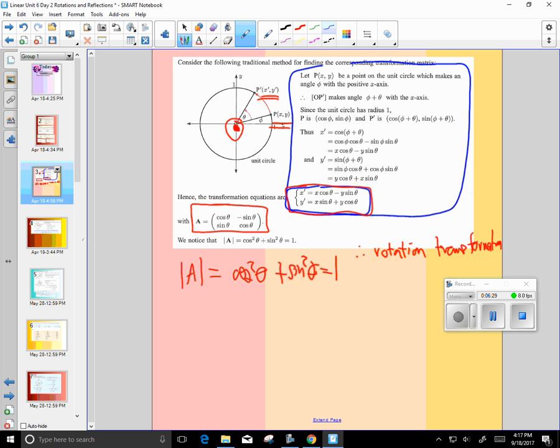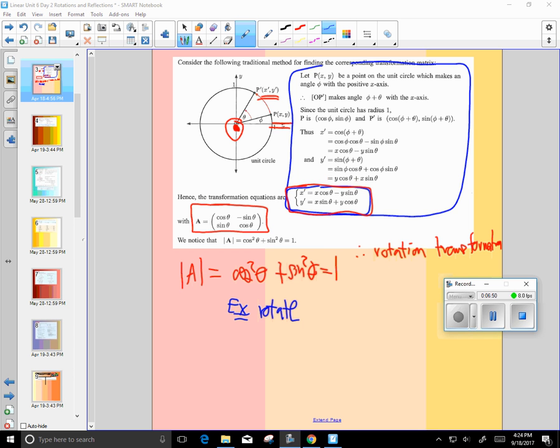Okay? And if you take the determinant and you get 1, it's a rotation transformation. That's what the formula will yield. An example of this would be, let's say you're going to rotate. So we might want to find the transformation matrix to rotate about theta equal to, let's keep it simple here, 2 pi over 3.